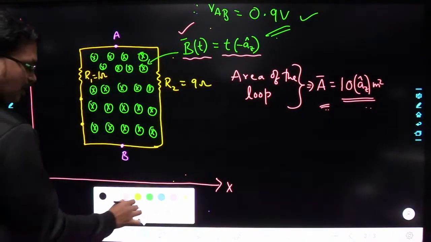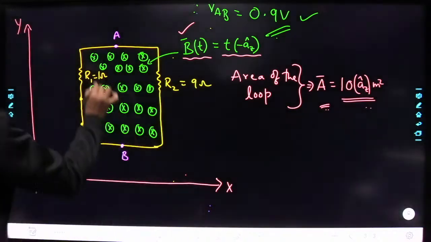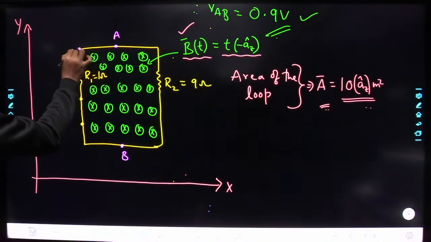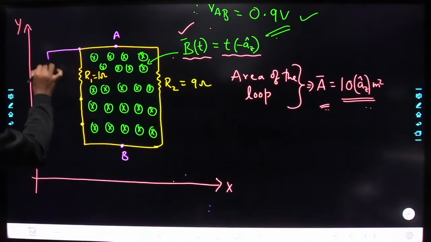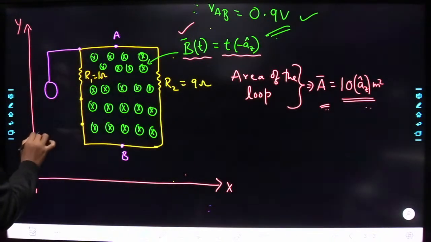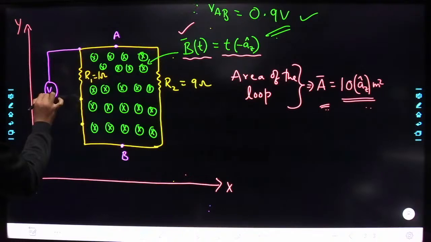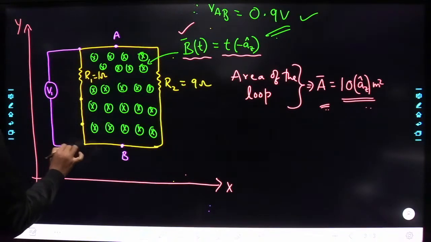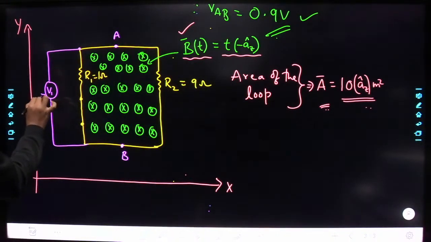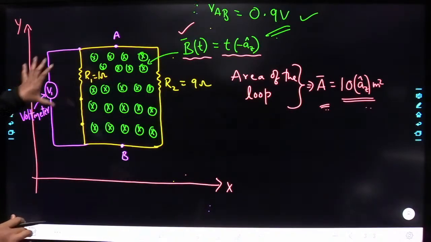So now what I am doing here is connecting, at this end, a voltmeter. Let us say that is V1, right? So this is not a voltage source here. This is nothing but a voltmeter. I have connected a voltmeter.